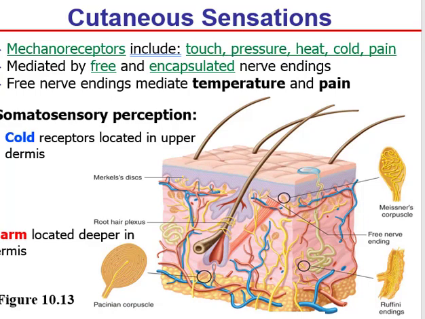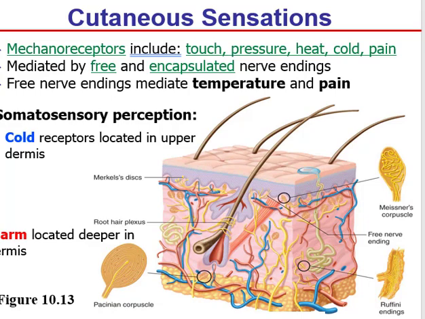Free nerve endings are usually responsible for the sensation of temperature and pain. Cold receptors are going to be located in the upper part of the dermis, while perception of warmth comes from the receptors located deeper in the dermal layers.